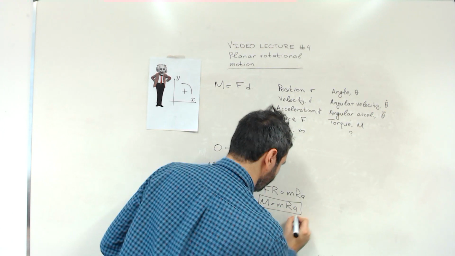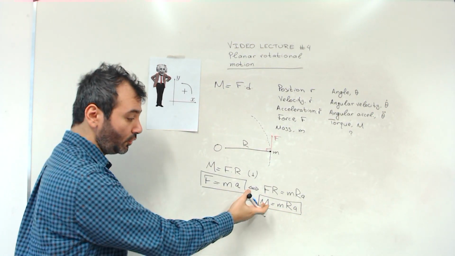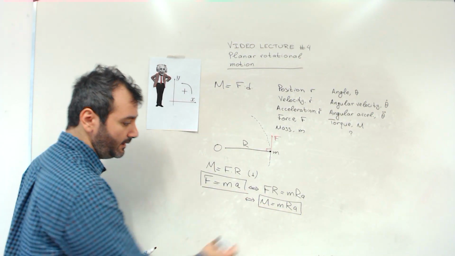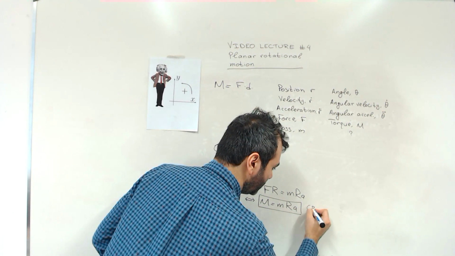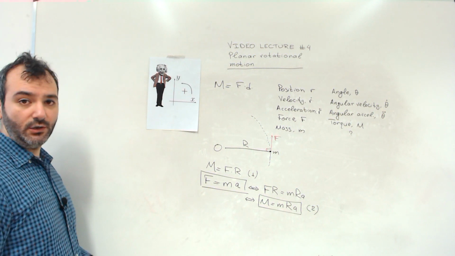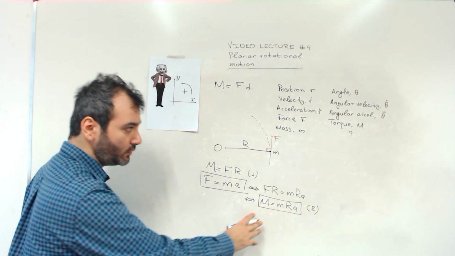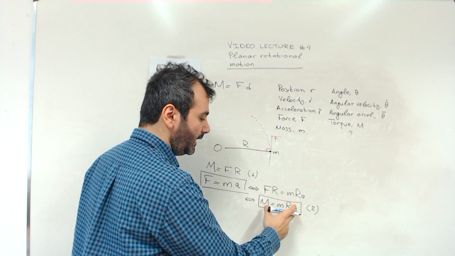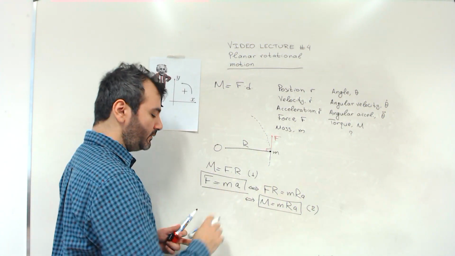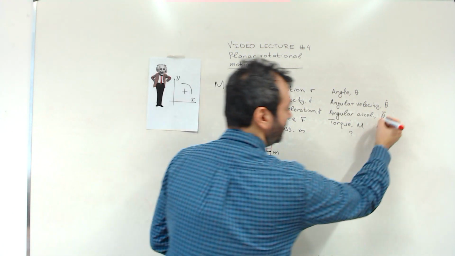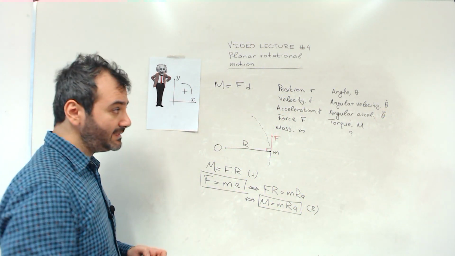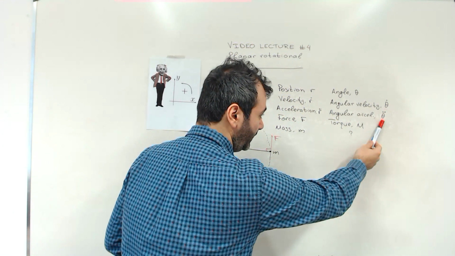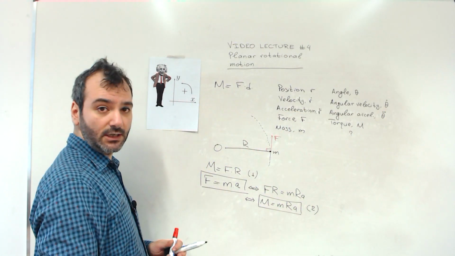So this is the new equation. Torque equals mass times the radius times the acceleration. Is this equation number 2 the equation we are looking for? Well, it is close, but not exactly, because we have the acceleration here, whereas we are looking for the angular acceleration. Now, is there a relationship between the angular acceleration and the acceleration?